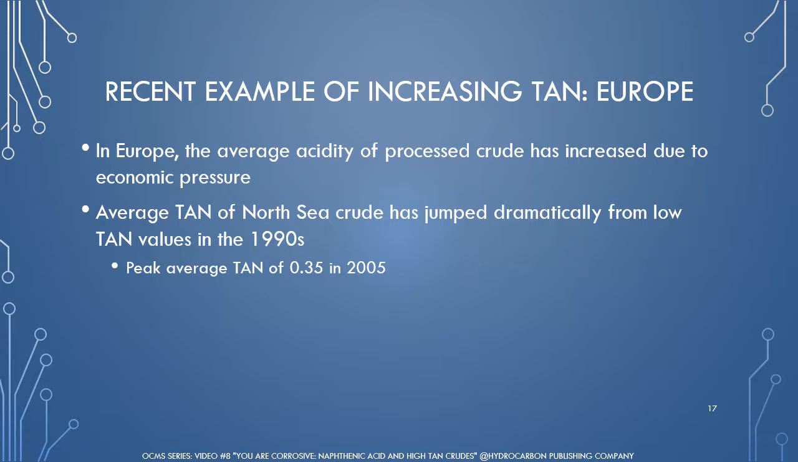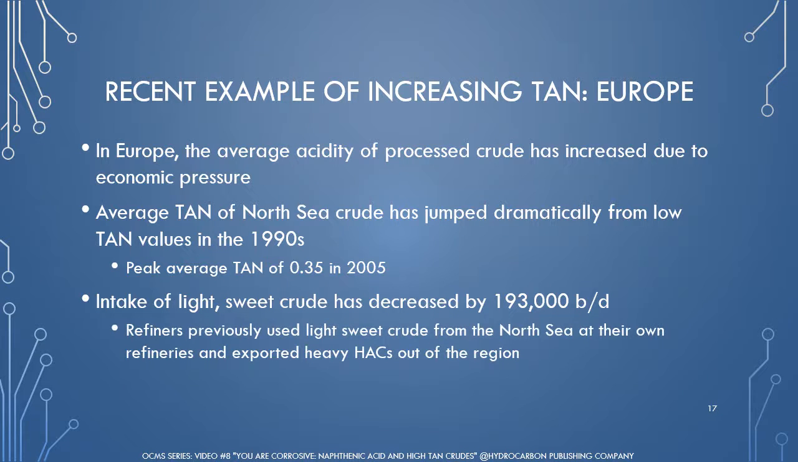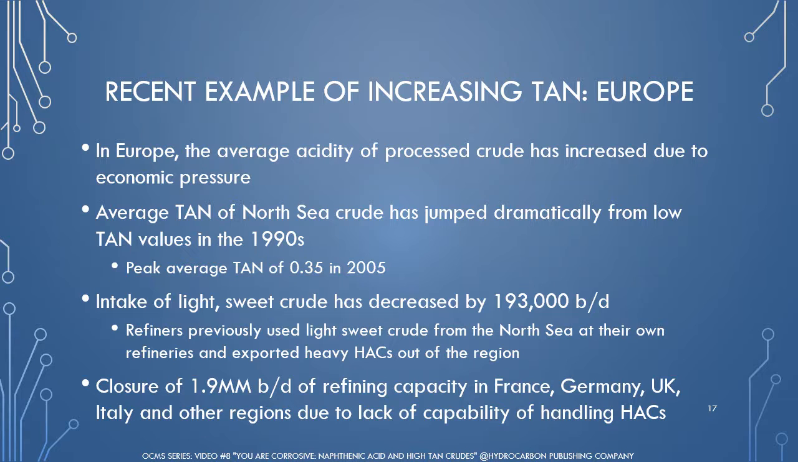In 2009, pressure to use discounted, acidic crudes decreased intake of light, sweet crude by 193,000 barrels per day. Previously, refiners used light, sweet, and low-acid feedstock from the North Sea at their own refineries and exported heavy HACs out of the region. But in 2009, a drive to increase high-TAN crude processing created the need for sophisticated refineries able to handle HACs. The closure of 1.9 million barrels per day of refining capacity in France, Germany, UK, Italy and other regions resulted from the inability to handle high-acid crudes.